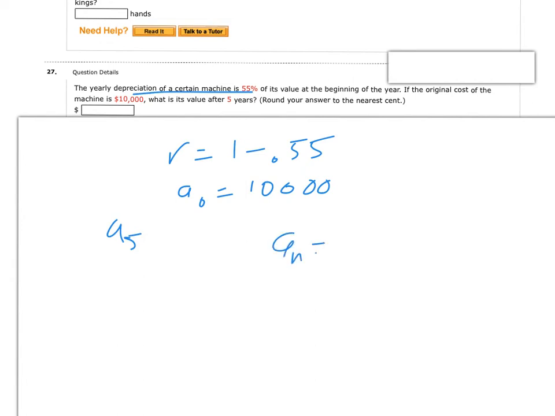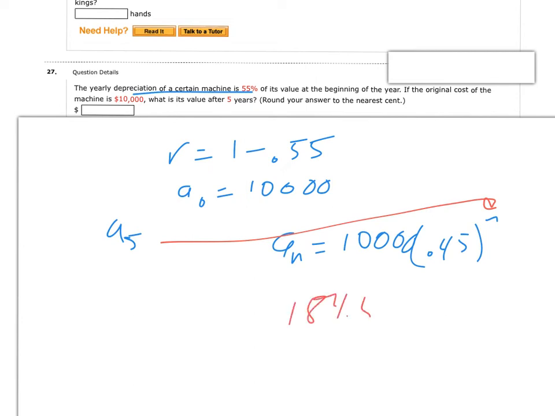So I would set up my a sub n as the original cost times 0.45, where I'm getting my r there, and then to the power of n. So for a sub 5, I'm just going to plug in the 5 up there and see what I get. And I get 184.53. We'll round that to the nearest penny.